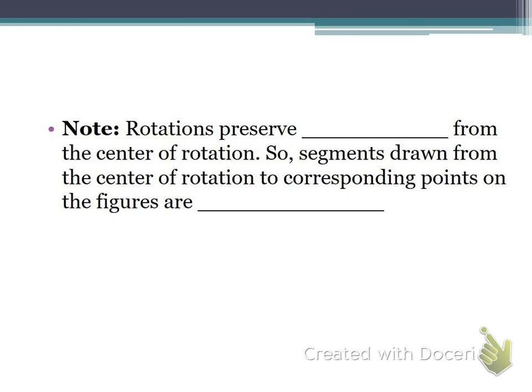Note that rotations preserve distance from the center of rotation. So, segments drawn from the center of rotation to corresponding points on the figures are congruent.